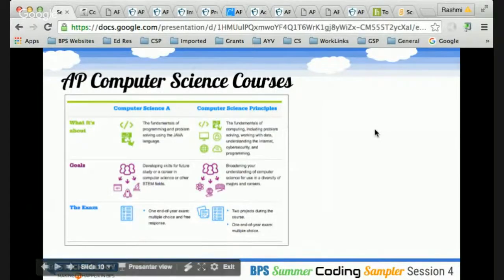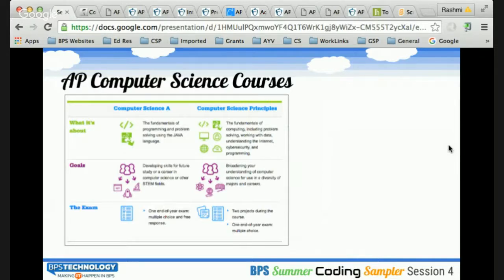So coming back to our discussion about AP Computer Science courses. Present to everyone. So this graphic gives you a very quick overview of the two courses offered in the AP Computer Science space. You have AP Computer Science A, which is the traditional course, which focuses on the fundamentals of programming and problem solving, and it uses a very specific language, Java. So you learn a whole lot about this object-oriented programming language.